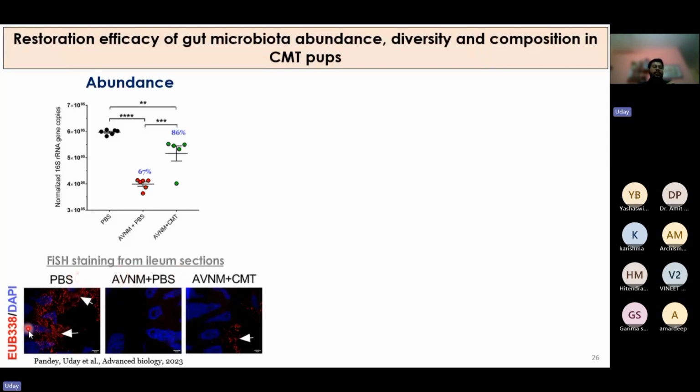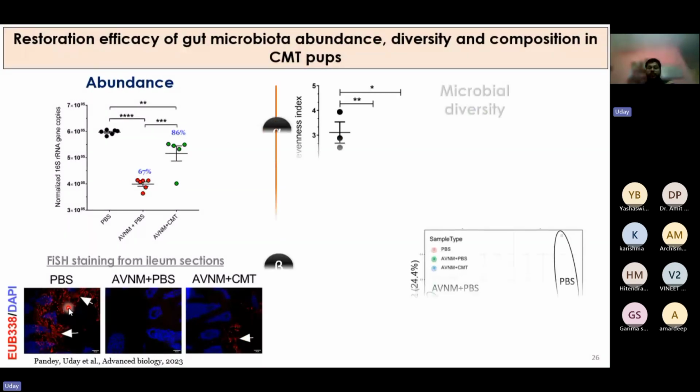From here, you can see these blue color DAPI are the host epithelial cells, and these are the microbial population. You can see in the previous group, there are enormous bacteria attached to the mucosal layer. In the ABN plus previous group, they're actually depleted. And again, in the CMT group, they are recolonizing, but not to the extent of the previous group.